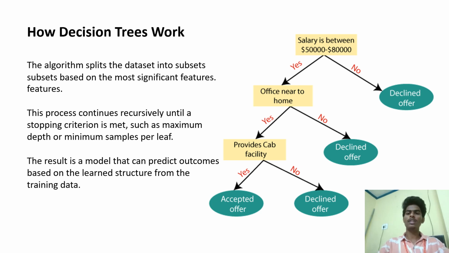Now we can see another example, the salary decision tree. Salary is between $50,000 and $80,000.